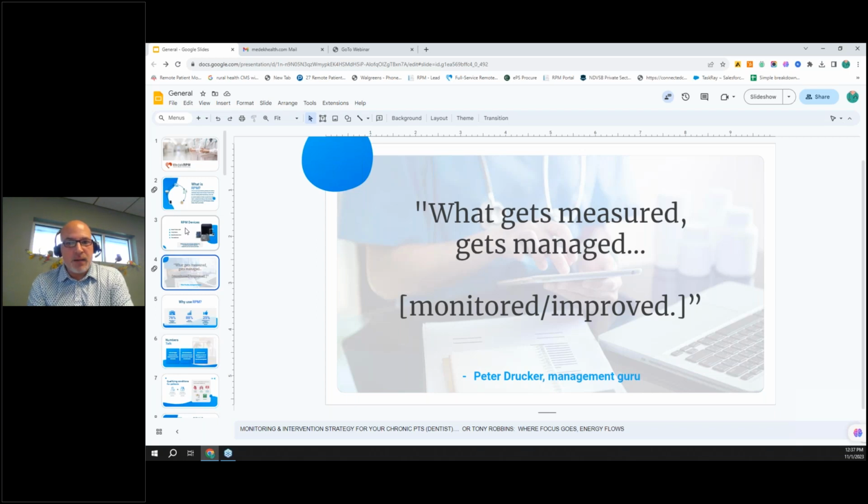So think about when you go to the dentist, as an example. What are you doing the night before you're going to the dentist? You're scrubbing your teeth, and you're flossing, and you're making sure that you are going to get that gold star from that doctor. Well, same concept here, but we just apply it over time with our chronic conditions. So wherever focus goes, as Tony Robbins says, energy flows.